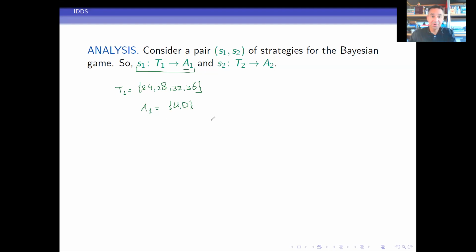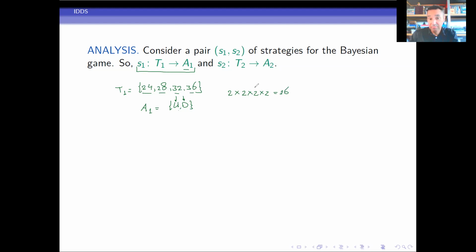So what's now a strategy? A strategy for player one is a function that says, if the type is 24, then I take this action. If it's 28, then I take that action. If it's 32, I take this action. And if it's 36, I take that action. So for each of these four possible types, you have to say whether you're going to play up or down. That's a strategy. So in total, you will have 2 times 2 times 2 times 2, which is 16 strategies.